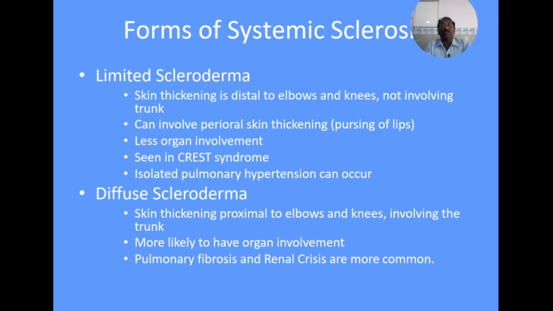In limited scleroderma, the skin thickening is distal to the elbows and the knees, not involving the trunk. That is the limited one. There will be involvement of the hands, the feet, and the face, whereas the abdomen, trunk, thighs and arms are spared. So below the elbows, both the hands and the face will be involved in limited scleroderma.